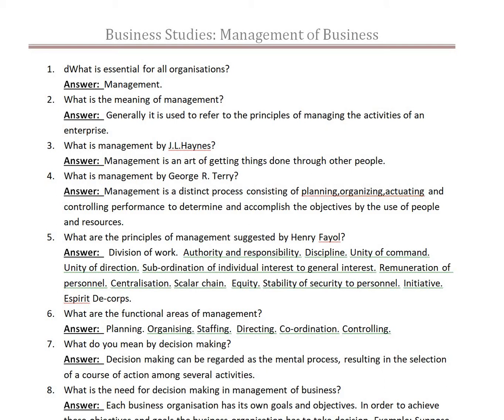Next is subordination of individual interest to general interest. Remuneration of personnel. The remuneration and methods of payment should be fair and afford maximum satisfaction to the employees. Centralization, scalar chain, equity. So what is equity? It means that there must be fair dealing, accommodation or cooperative attitude among the common employees and managers.